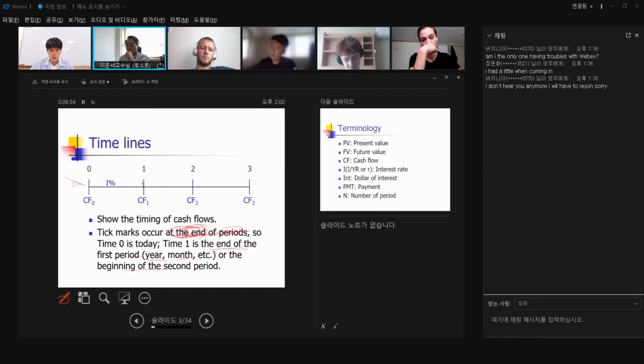The tick mark is at the end of each period. CF stands for cash flow, right? This is the time period, 1 to 3.